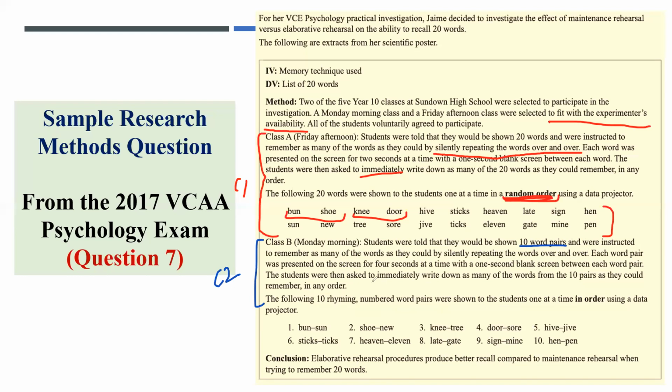The students were then asked to immediately write down. So again, immediate recall is also used in this group as well. Write down as many of the words from the 10 pairs as they could remember in any order. The following 10 rhyming numbered word pairs were shown. So it's the same words as group 1, but they've paired them together so that they rhyme. So sign, mine, late, gate, heaven, 11. And actually this makes it easier for them to remember.